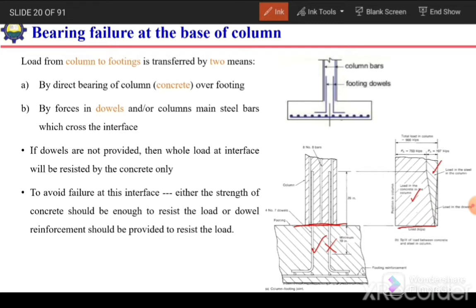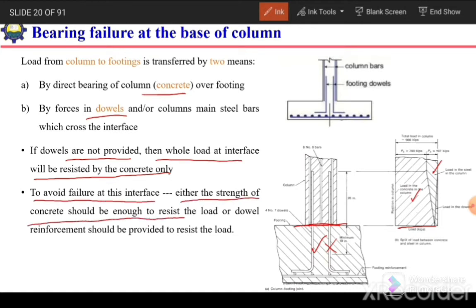So it can be resisted by the concrete and the dowels. If dowels are not provided, then the whole load at the interface will be resisted by the concrete only. To avoid failure at this interface, either the strength of concrete should be enough to resist the load or dowel reinforcement should be provided to resist the load.